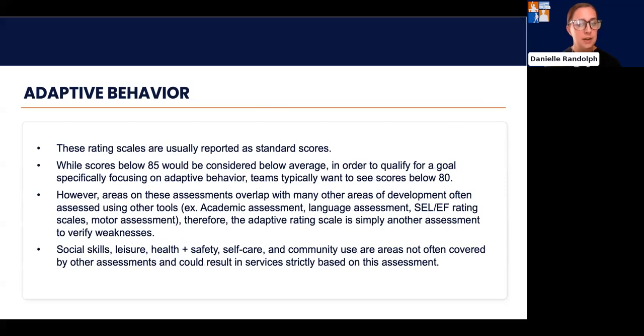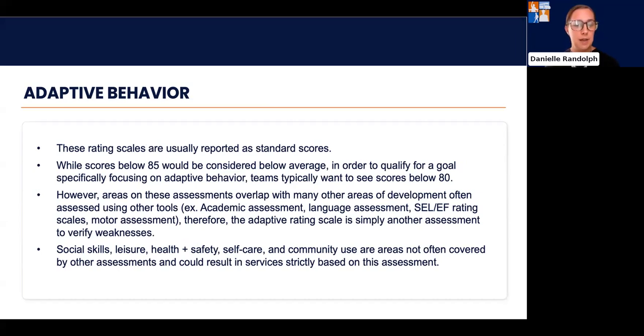Adaptive behavior rating scales are usually in standard scores, so that average range applies. Typically, teams want to see scores below 80. So again, they want to see the most impactful to their education. And so below 80 is usually what we're looking at. So somewhere in the 70s or below.